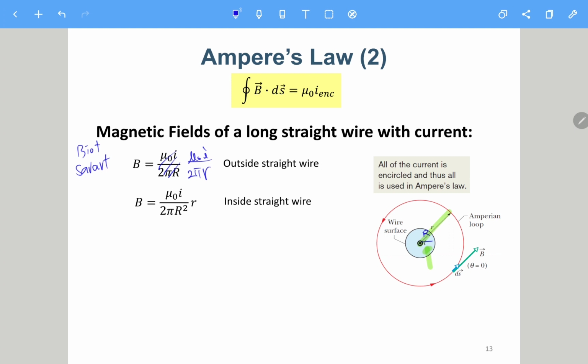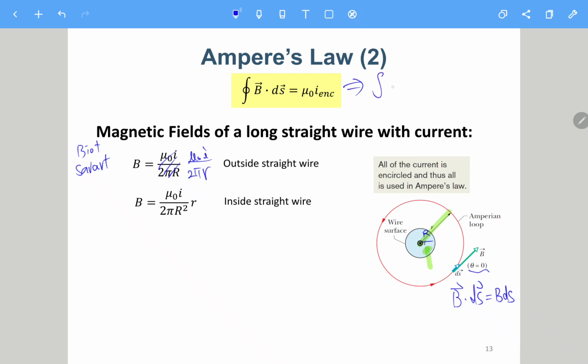So we use Ampere's law like this. Here B and ds point in the same direction all the way. ds is tangent to the circle, and B is also tangent to this circle. So B and ds always point in the same direction, which means that for B dot ds, theta is equal to 0. So B dot ds is always B times ds times cosine of 0 degrees, which is 1. So B ds.